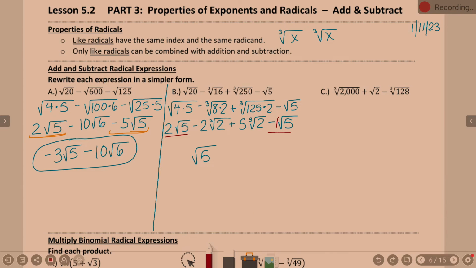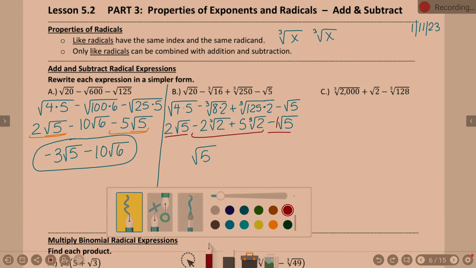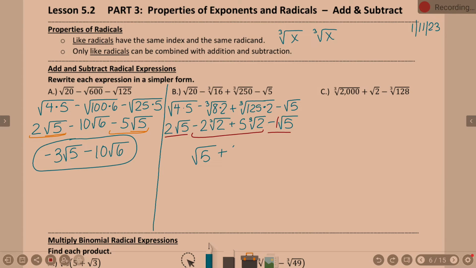And then the other piece that can go together, minus 2 cube root of 2 plus 5 cube root of 2. Minus 2 plus 5 is going to be plus 3 cube root of 2. Yes.